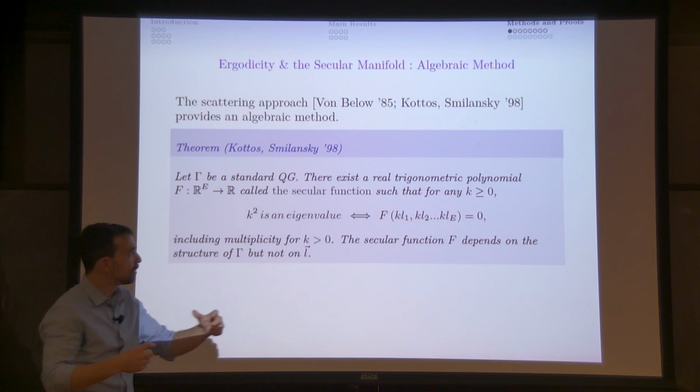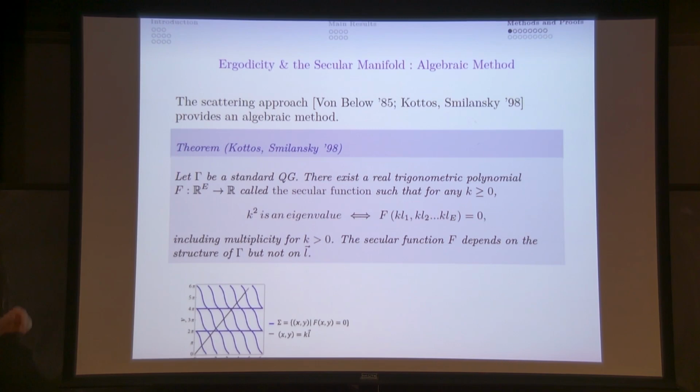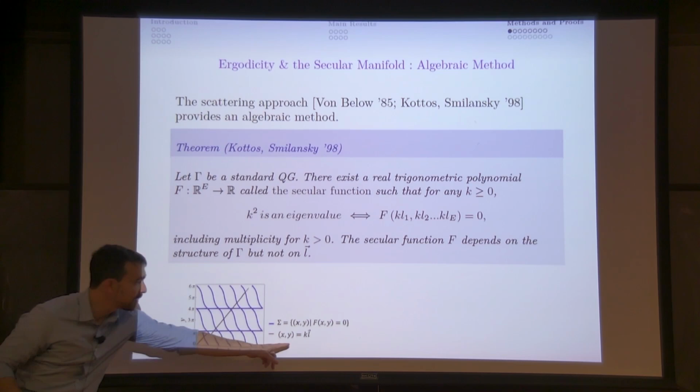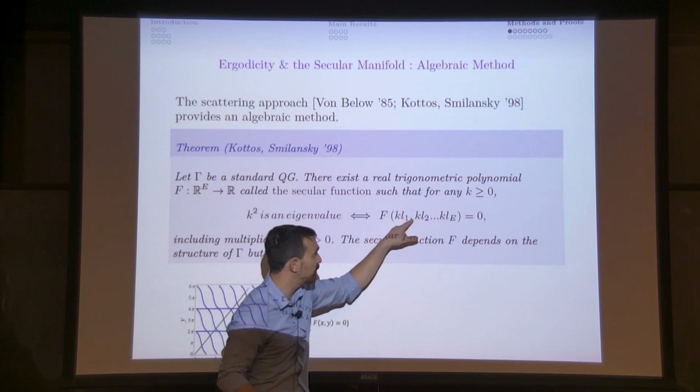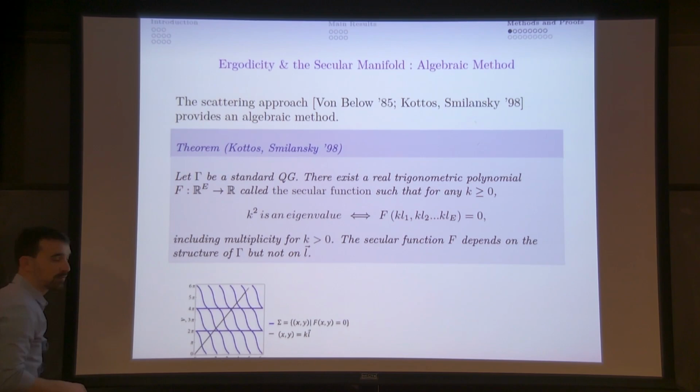So let's look at this nice picture. This is the picture for a certain graph with two edges. We have these blue lines, which are the zero set of some kind of trigonometric polynomial, and it's periodic both in x and in y, 2π periodic. And now we have this line. This is where, instead of putting x1, x2 up to xE, I'm putting k times the L vector. So that's just a straight line for k going from 0 to infinity. Whenever the black line hits the blue line, I get an eigenvalue.